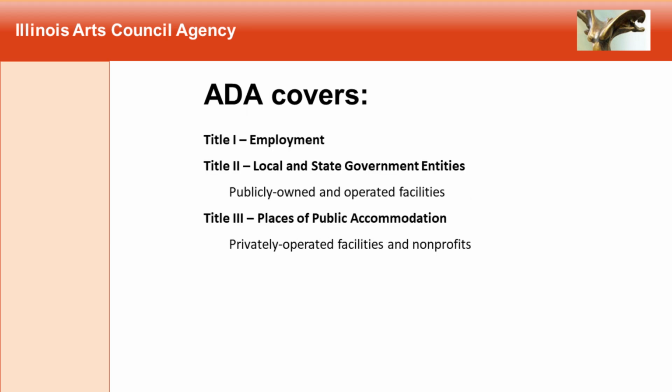The ADA covers 3 different sections. Title I is the first section and deals with employment. We're not going to be talking very much about that today. There's Title II and Title III. Title II covers local and state government entities, so that would include publicly owned and operated facilities. That could be a theater, it could be a city or state-run museum, it could be a city or municipal zoo, etc. Title III is likely what you are if you're listening to this, and that's a place of public accommodation. So those are privately operated facilities and nonprofits that could include theaters, museums, zoos, parks, convention centers, restaurants, retail stores, hotels, etc. This includes nonprofits.